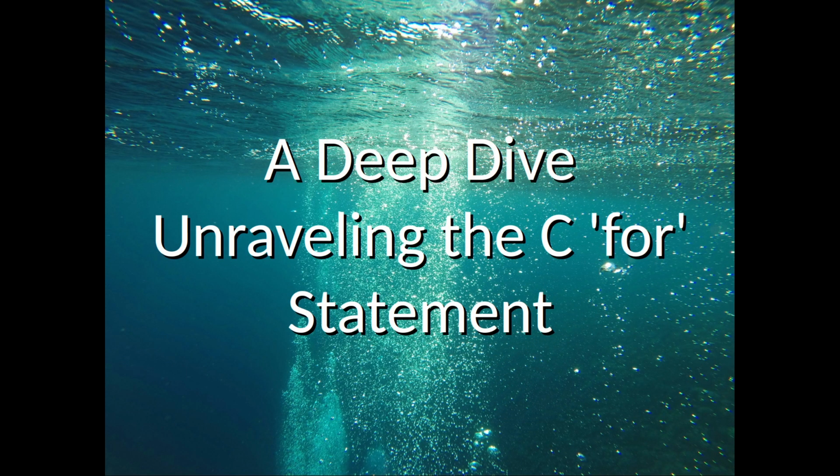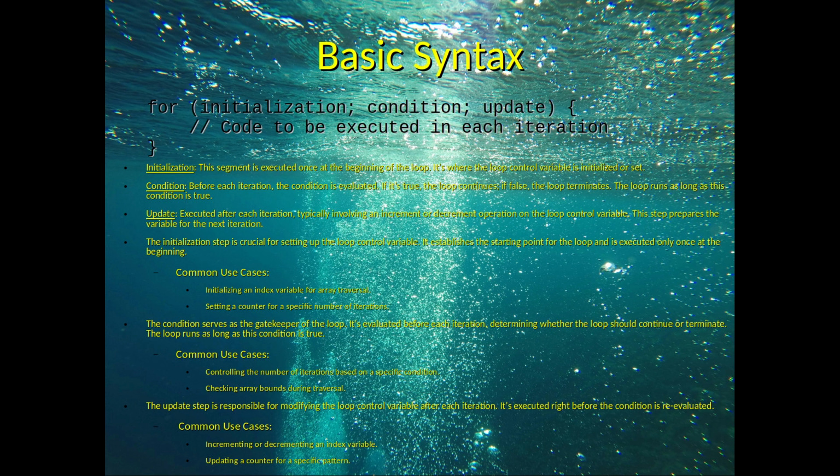Let's just do a deep dive into the for statement in C. Now, the basic syntax is very straightforward. So what we've got here is initialization, condition, and then update. So the initialization is you just initialize the variables. The condition is when does the loop stop, and then the update is what does it do on each iteration. So it's really straightforward and easy to do.